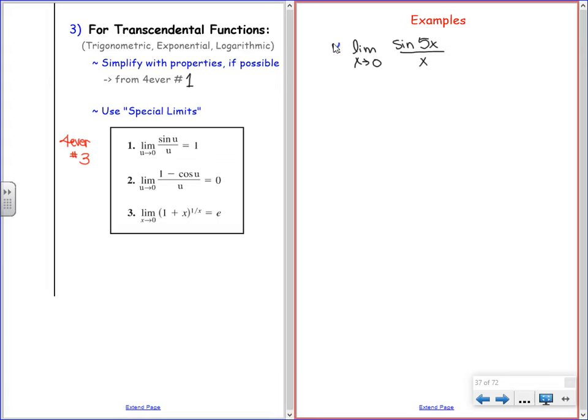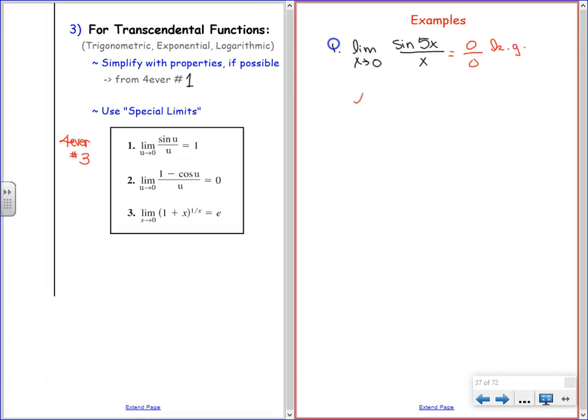I went kind of straight to something a little bit hard. How do we make this match that? If there's a 5x here, what do I need down here? A 5x. So what am I missing? A 5. Algebraically, how can I legally get a 5 in there? Multiply top and bottom. Now, if you were to actually plug it in, it would be 0 over 0, keep going. So maybe we should have done that first, technically. So I'm going to do 0 over 0, keep going.